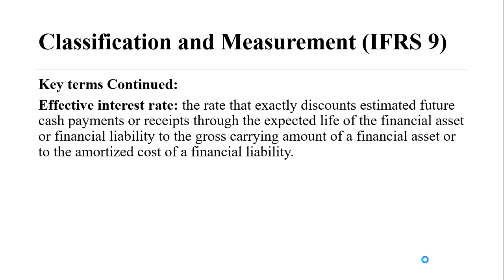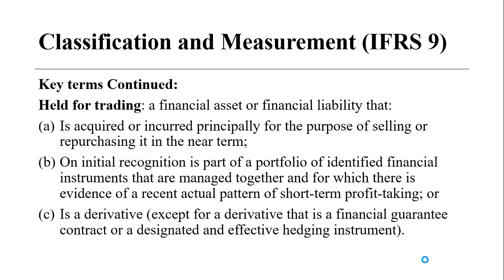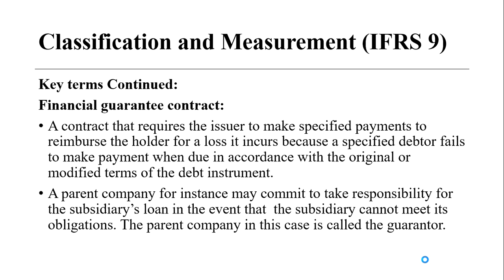Effective interest rate. What is it? This is the rate that exactly discounts estimated future cash payments or receipts through the expected life of the financial asset or liability to the gross carrying amount of a financial asset or the amortized cost of a financial liability. All right. Key terms continued: held for trading. When is a financial instrument held for trading? A financial instrument is held for trading if it is acquired or incurred principally for the purpose of selling or repurchase in the near future. All right, let us progress.